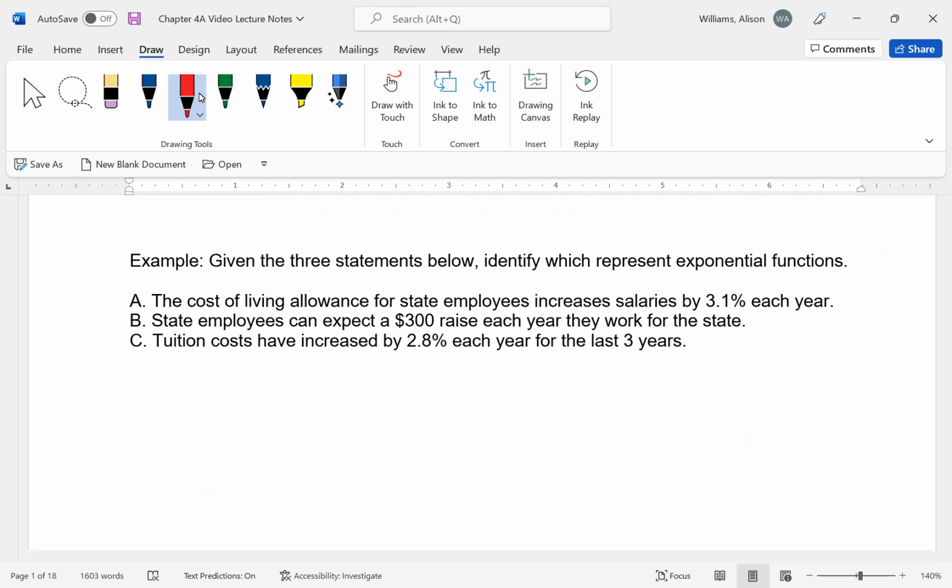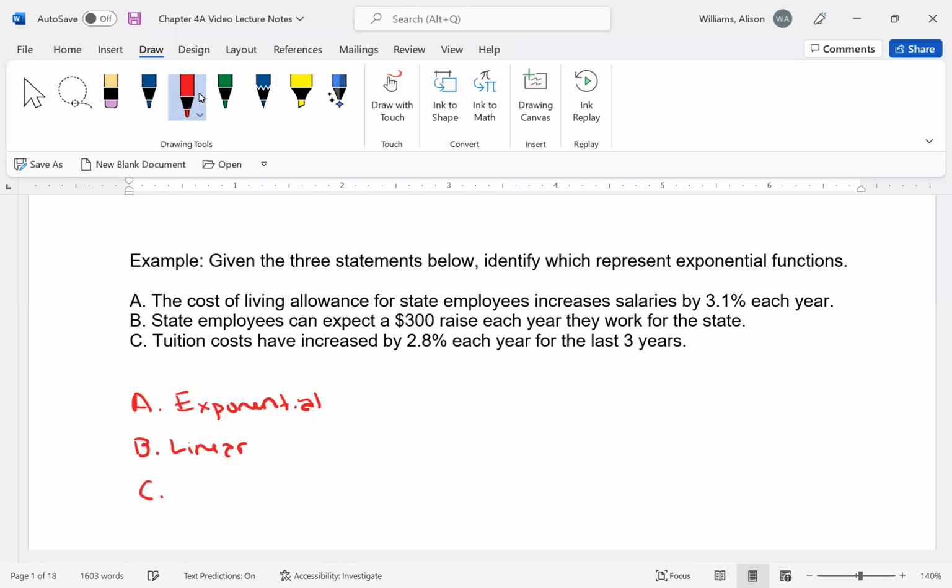So let's look at these three statements and figure out which ones are exponential. A, the cost of living allowance for state employees increases salaries by 3.1% each year. That would be exponential growth. Why? Because if it's increasing by a percent each year, it's going to be growing more rapidly the longer you are staying somewhere. B, state employees can expect a $300 raise each year they work for the state. That would be linear growth, because they're adding a constant every year.